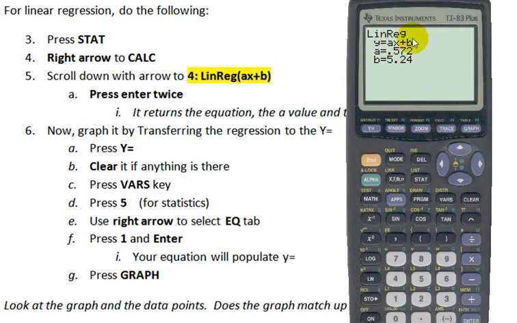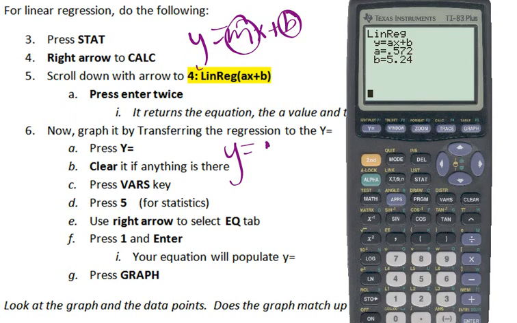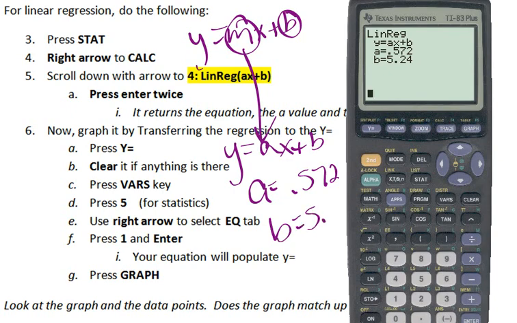So think about what a linear equation is. y equals mx plus b, right? That created a line with the slope and the y-intercept. Remember that? So what did they turn back to us? They've turned back y equals ax plus b. That's still a line, but our m is now a. So they tell us for this set of data that the a value should be equal to 0.572 and the b value should be 5.24, and this is what they've calculated.